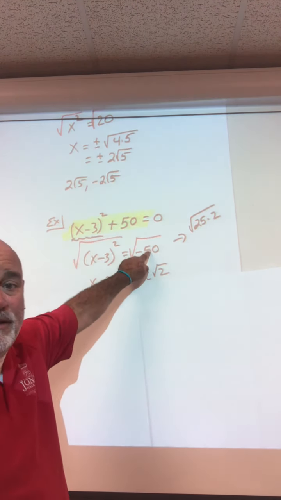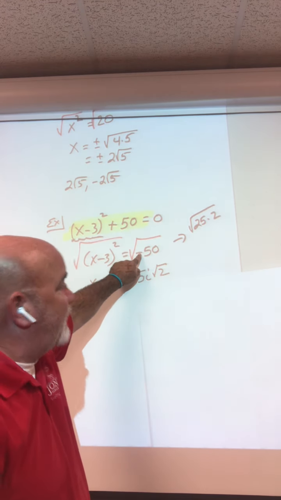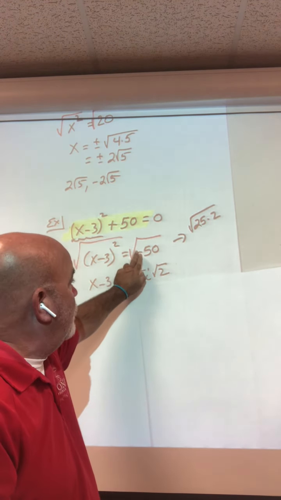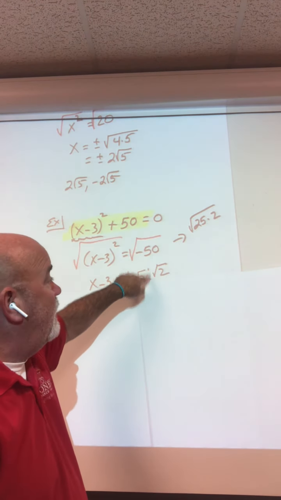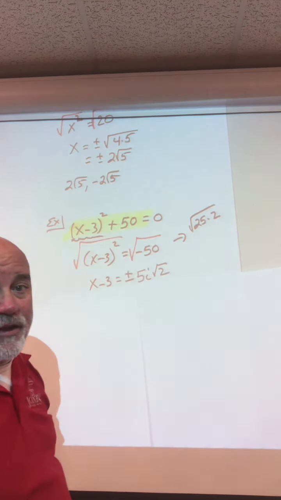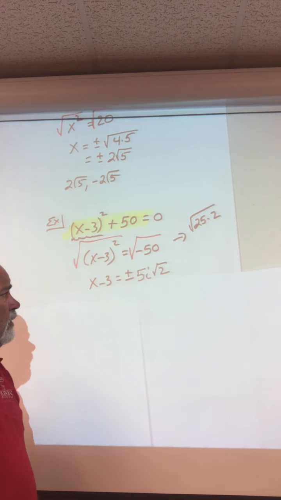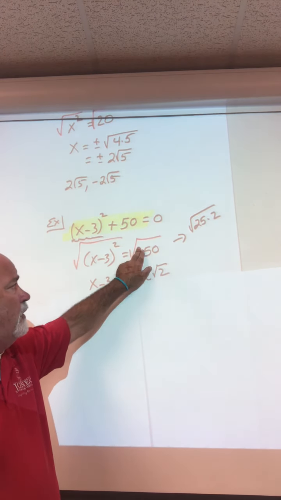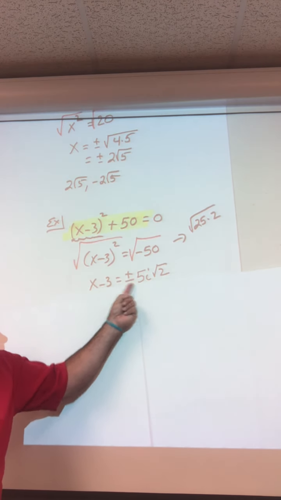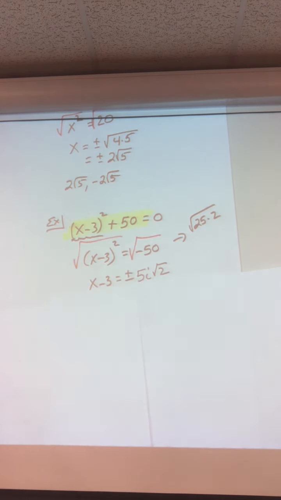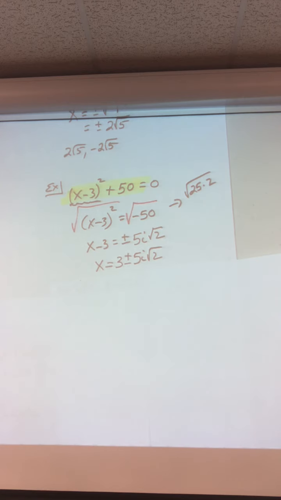Now remember, you can punch this in with your calculator, but you can't punch it in with the negative. You have to punch it in without that, and you have to remember to put the i in yourself. If you punch it in and put that negative under there, the calculator is going to give you an error. So you got to remember the i part yourself and then let it reduce. Now, add 3 to both sides. And when I add 3 to both sides, I get 3 plus or minus 5i square root of 2.